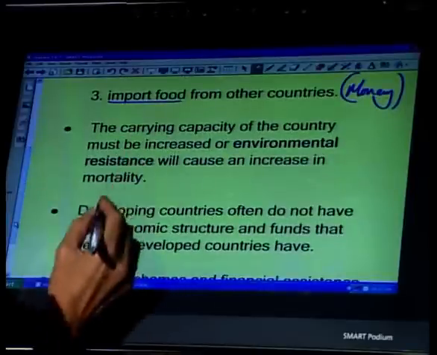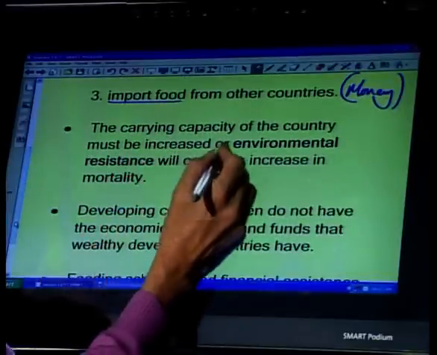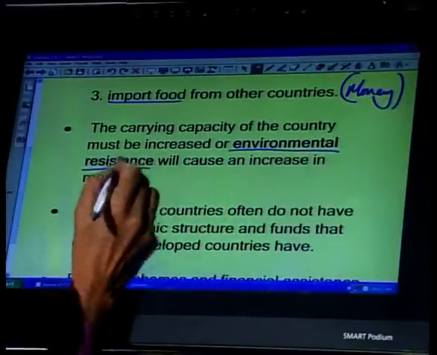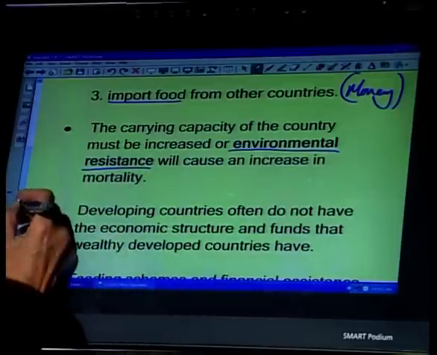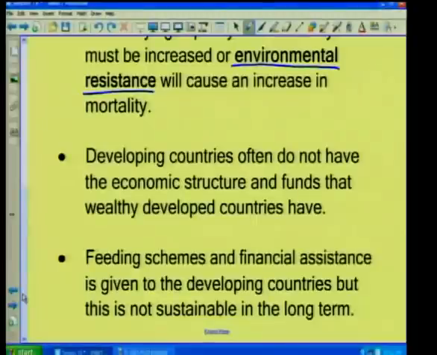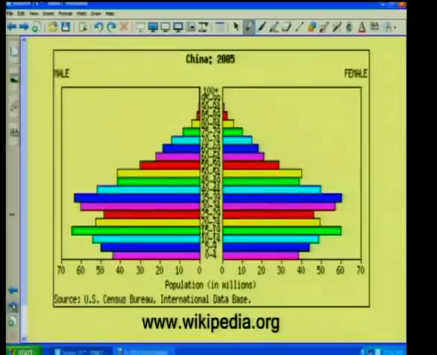If we look at the carrying capacity, that of a country must be increased or environmental resistance will cause an increase in mortality. In other words, the people will die of starvation. Developing countries often do not have the economic structures and funds that the wealthy developed countries do. So we're talking about our second and third world countries here, and here we're talking about our first world countries. Feeding schemes and financial assistance are given, but they're not sustainable because eventually something must be paid back.